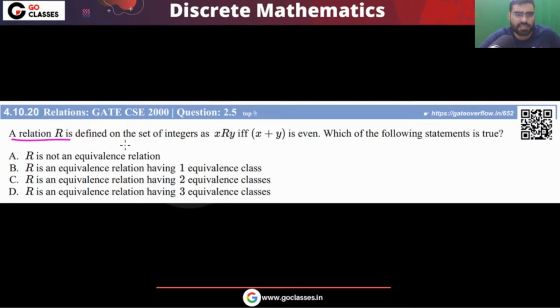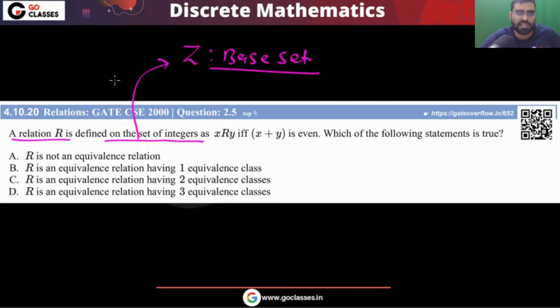A relation is defined on the set of integers. So what is the base set? Tell me what is the base set here. You can notice the set of integers is the base set. On the set of integers, you are defining the relation R. Now you are saying that one integer is related to another integer if and only if their addition is even. Which of the following statements is true?